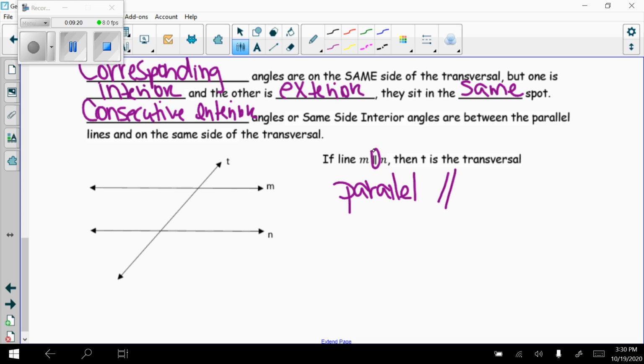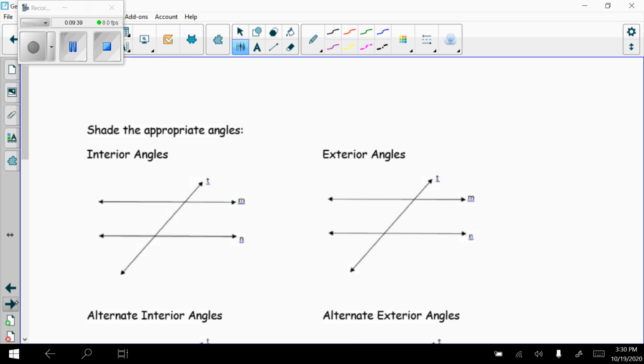And also some more notation. If you see lines marked like that, that means that they are parallel, okay? So M and N are parallel, T is the transversal because it intersects 2 or more lines in the same plane. Okay? All right, so next we're going to look at identifying the angles that we were talking about.